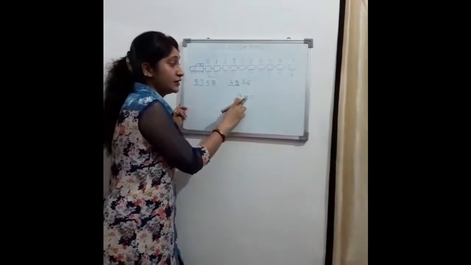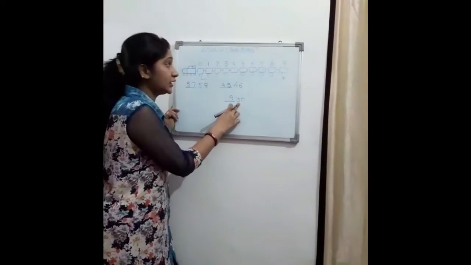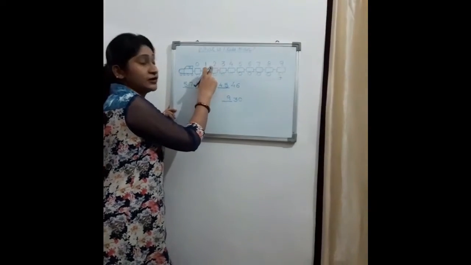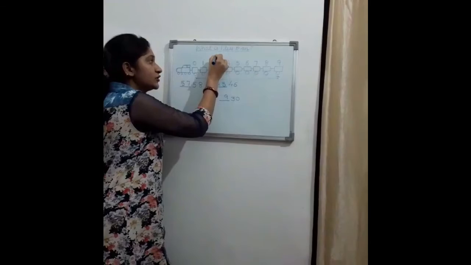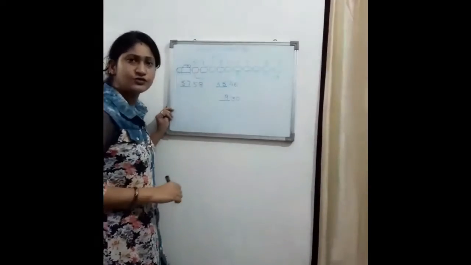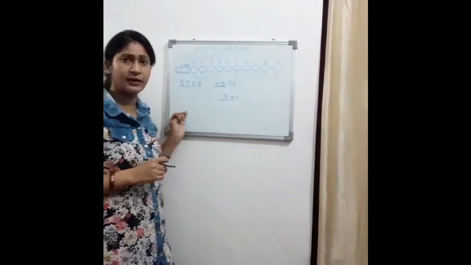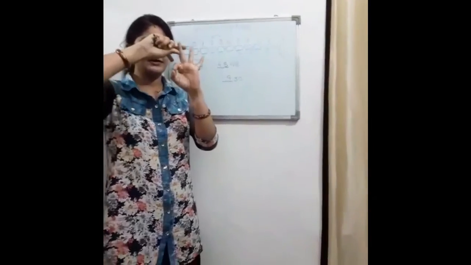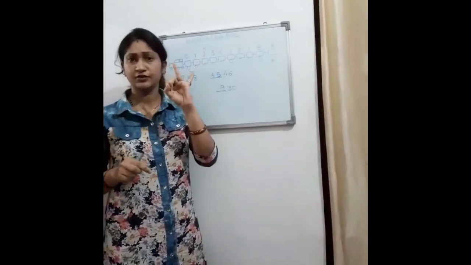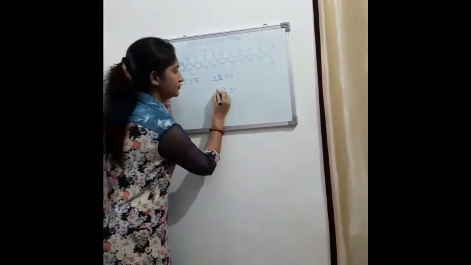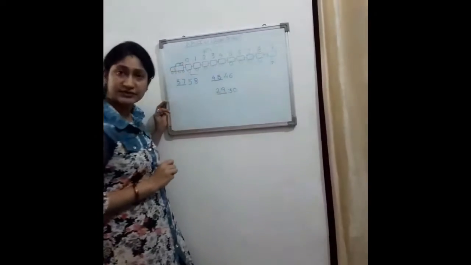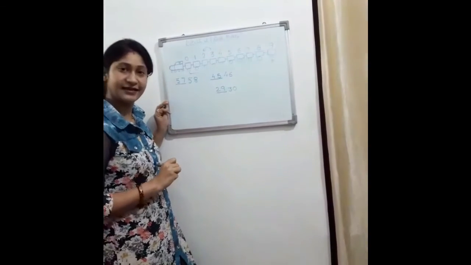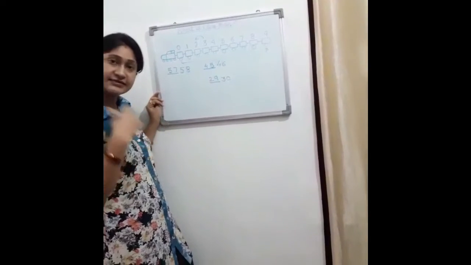over here. Now what comes before 3? What comes before 3? 2. Before 3 comes 2. You can easily do it on your fingers also. 3 is a small number. 3. If I take out 1, how many? 2 is left. So I can write down 2. What is my answer? 29. Okay children?